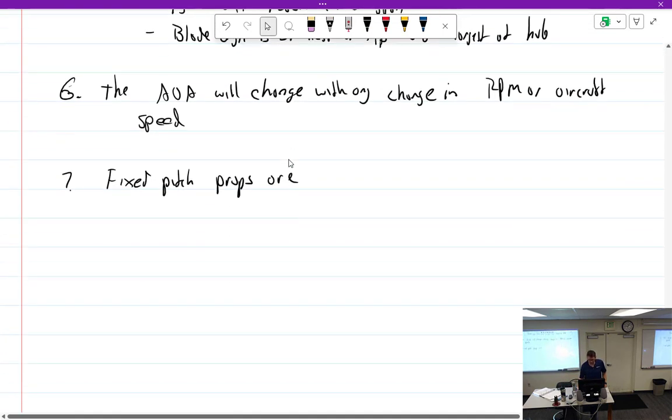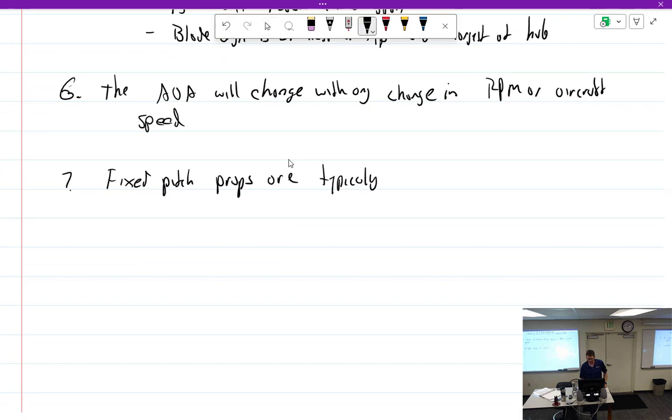Seven, fixed pitch props are typically cheaper, designed for optimum efficiency at a narrow set of parameters.